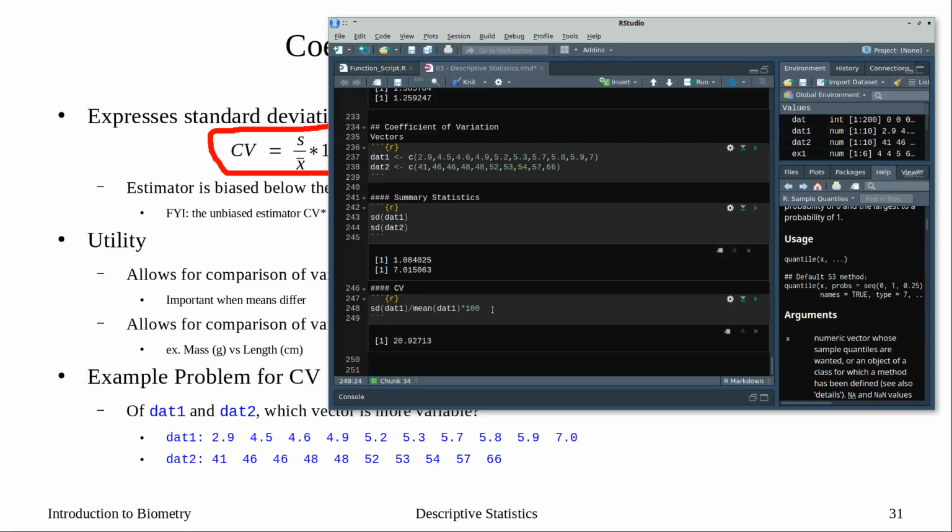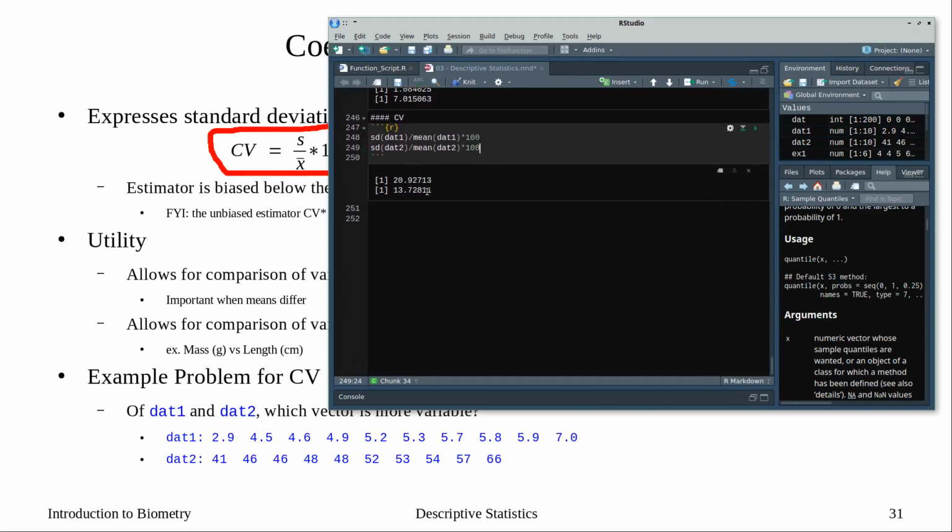How much does data set 2 vary? Well, pause the video, type the code into R, and get it. Alright, so you should have written this equation. So, our coefficient of variation for dataset 2 is 13.73.